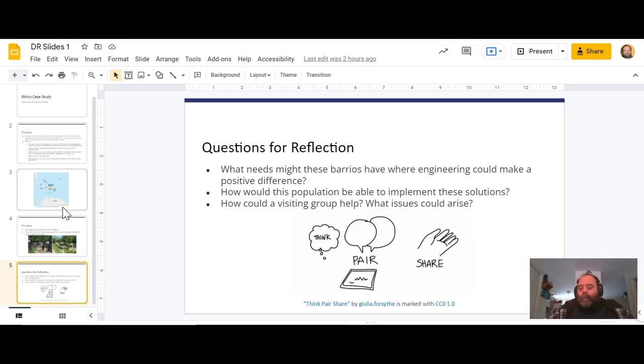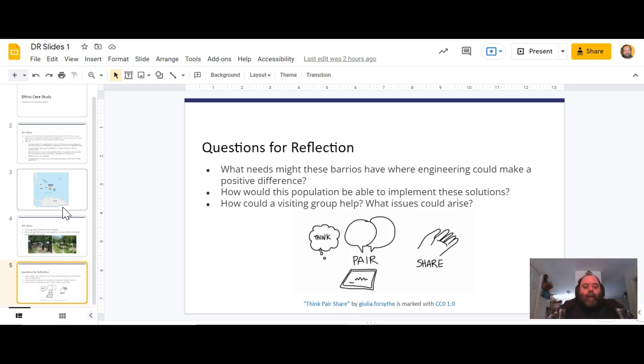This is the first of two parts. The next part you're going to see tomorrow in class. But what I'd like you to do is, either in a Google Doc or on a piece of paper or something that you can access later, answer these questions. What needs might these barrios have where engineering could make a positive difference? So you should start looking at things from the point of view of the stakeholder and start listing out things that engineering could possibly help with. You might want to think in terms of some of the engineering grand challenges; things like that could be a good place to have that conversation.